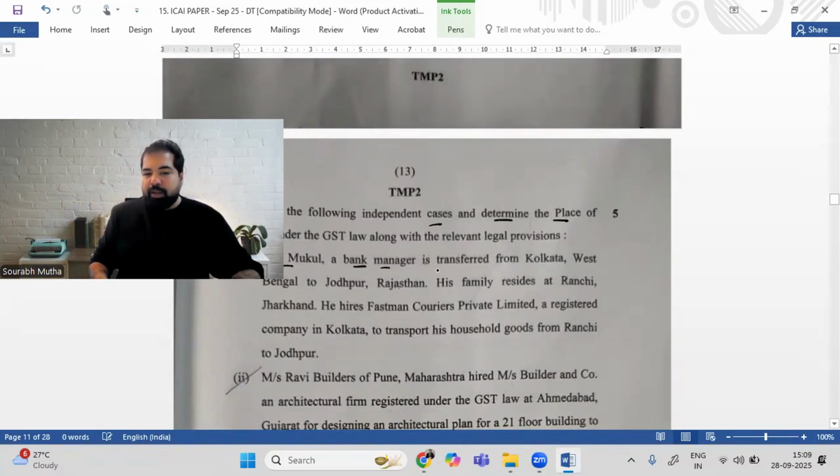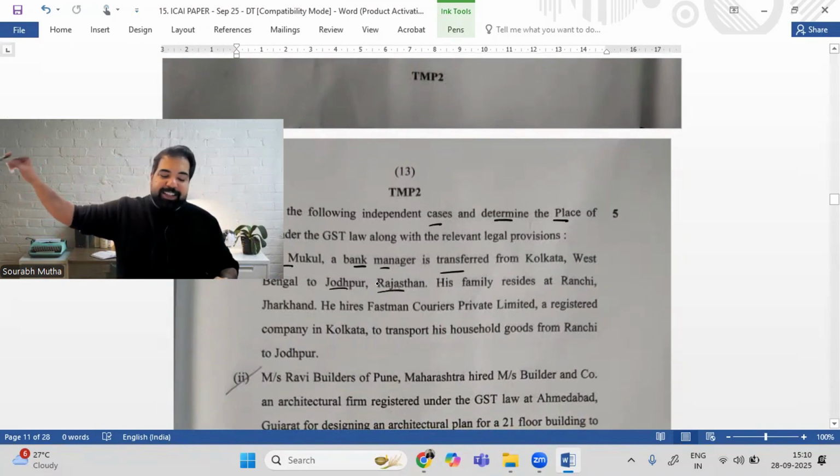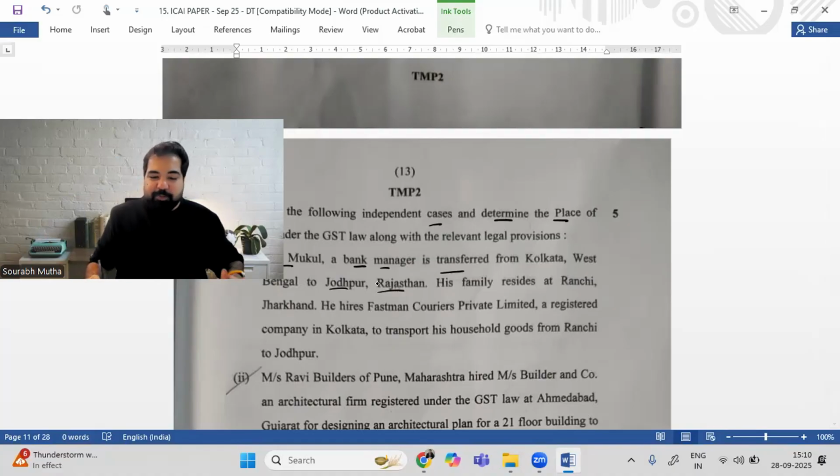Mr. Mukul is a bank manager transferred from Kolkata, West Bengal to Jodhpur, Rajasthan. What a big shift from Calcutta in the east to Rajasthan. His family resides at Ranchi, Jharkhand. He hires Fastman Couriers Private Limited, a registered company in Kolkata, to transport his household goods from Ranchi to Jodhpur. The transportation of goods is a service.